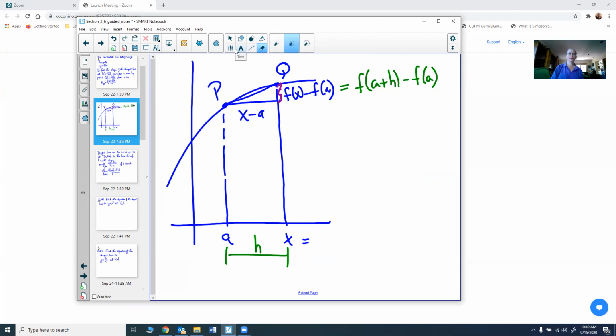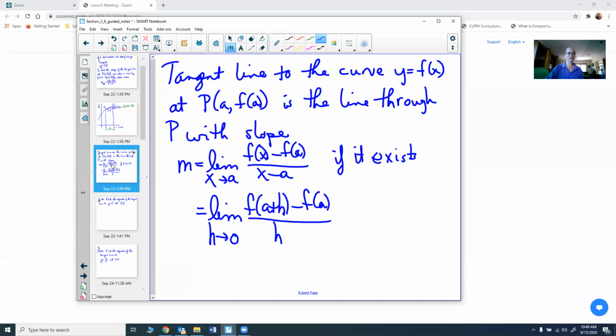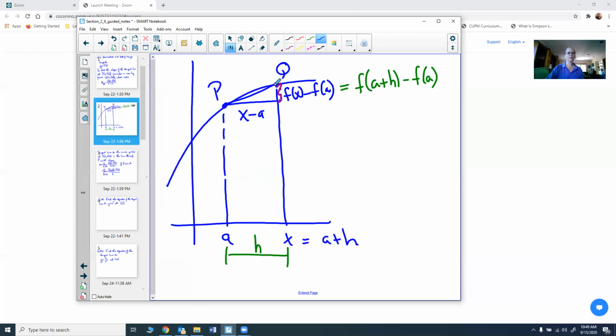So instead of calling it x and a, we can call it a and a plus h. So we can look at f of x as being f of a plus h, and the difference is f of a plus h minus f of a. It's just a different way to look at it. Don't get too freaked out about it. It's just a different way to think. The tangent line to the curve at that point is the line through P with the slope. Now, the whole idea is we're going to let this point Q get closer and closer to P until we actually get the tangent line.